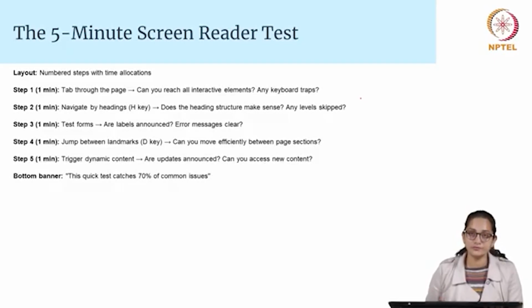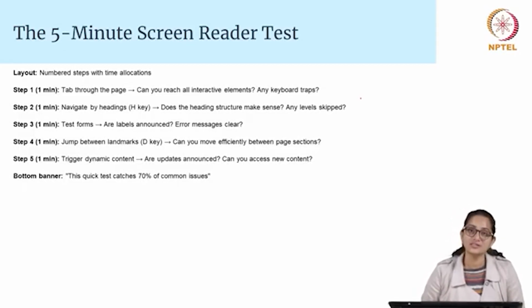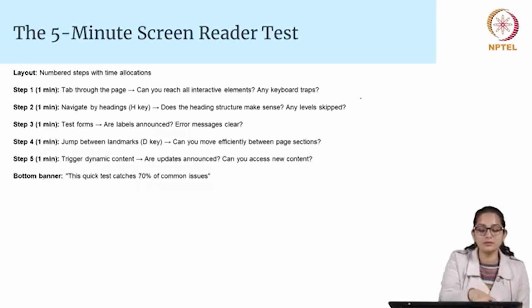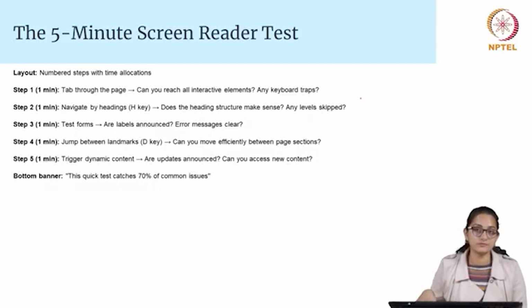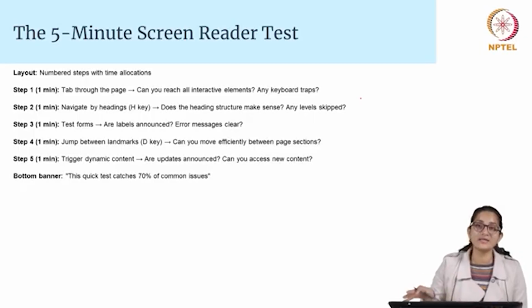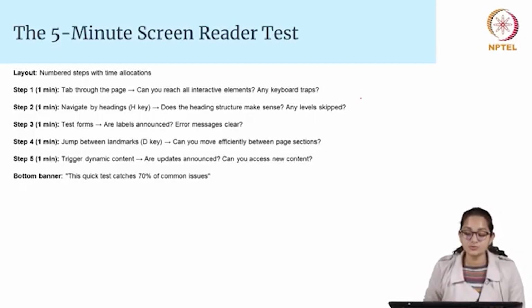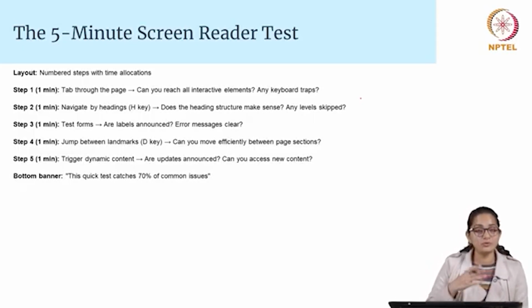If you are in the midst of developing a product, you can do a 5-minute screen reader test. How do you do it? Numbered steps with time allocation. Step 1 is the first minute: tab through the page. If you have developed a web page, just keep pressing Tab and see which interactive elements you are able to reach. Are there any keyboard traps that you fall into? Do that for 1 minute.